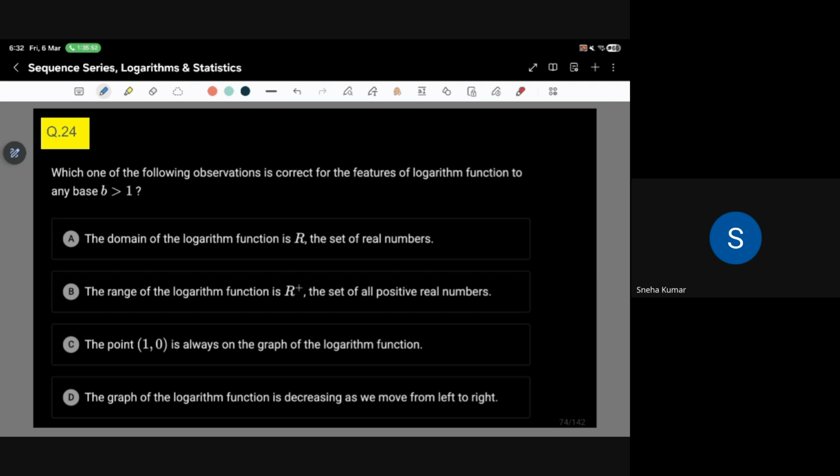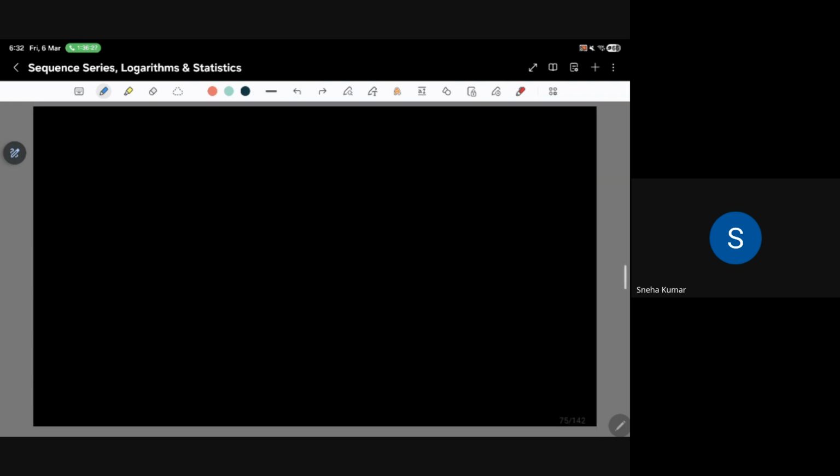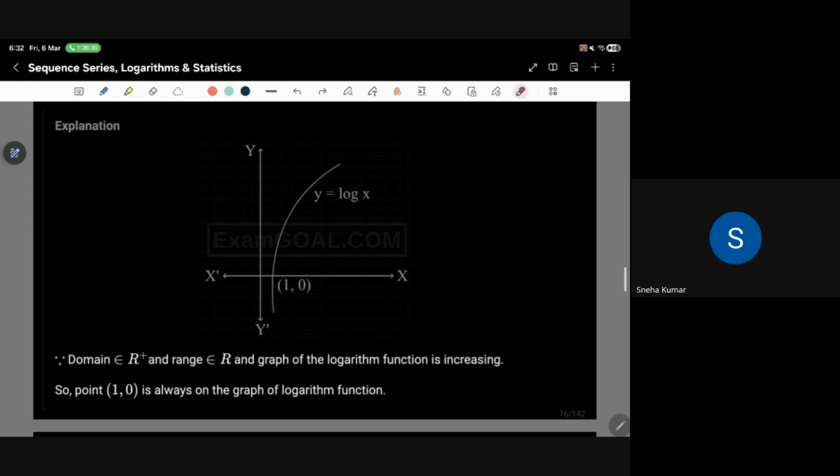So this is a theoretical question. The domain of a logarithmic function is not all real numbers; we cannot take negative values. The range of the logarithmic function is not only positive real numbers, it is negative also. The point 1 comma 0 always lies on the graph. Whenever we give 1 as an input, we always get 0 as output. So 1 comma 0 always lies on the graph of a logarithmic function. As for the graph of the logarithmic function decreasing as we move from left to right, it does not decrease. The graph is like this. So it increases when you move from left to right.